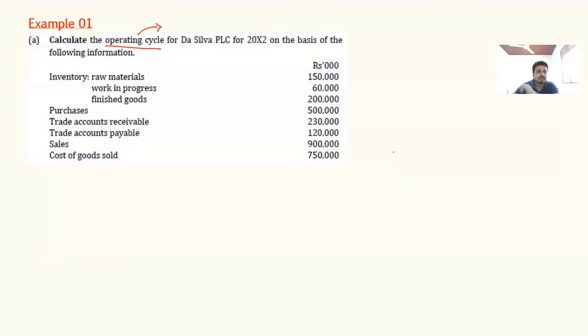Right. So operating cycle, how can we compute that? Inventory turnover period plus debtors collection period minus creditors payment period. Take 5 minutes and you try this one.